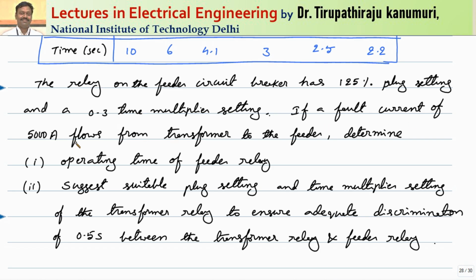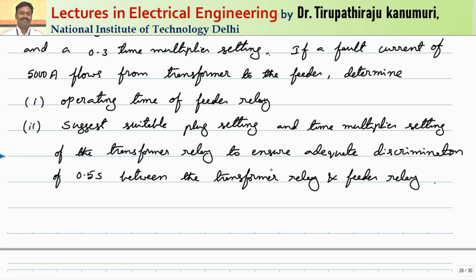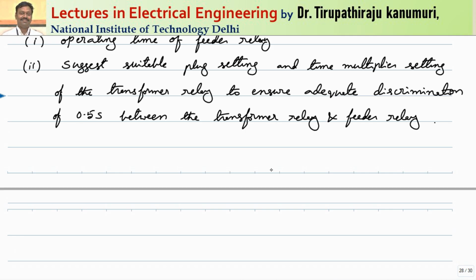If a fault current of 5000 amperes flows from the transformer to the feeder, determine the operating time of the feeder relay. And the second part asks: suggest a suitable plug setting and time multiplier setting of the transformer relay to ensure adequate discrimination of 0.5 seconds between the transformer relay and the feeder relay. For the transformer they have not given the current setting, so we have to decide what the current setting and the time multiplier setting will be. The only thing mentioned is that the relay should operate 0.5 seconds after the first one. So let us try to calculate now.